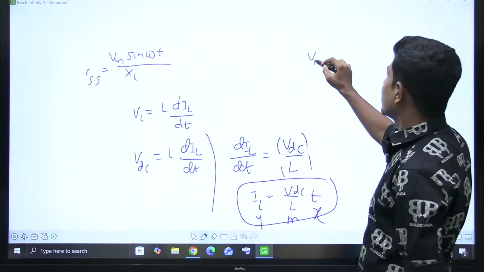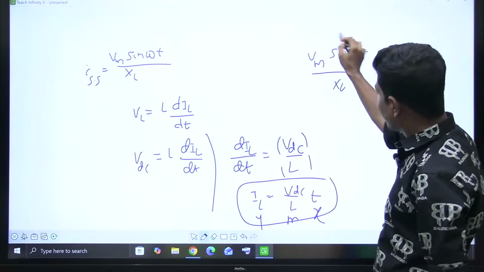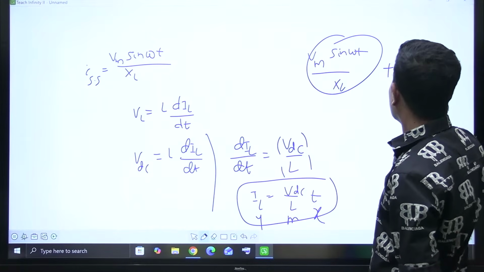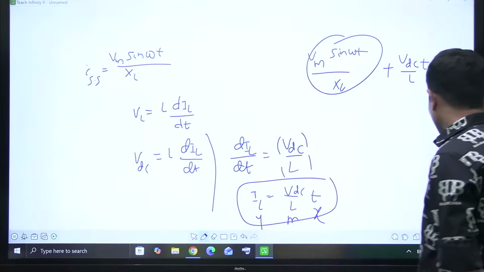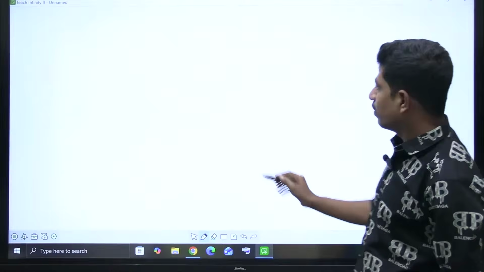So total current is Vm sin omega t by XL. This is sinusoidal. Plus some ramp. What is that? VDC by L into T. As you asked to draw, I'll draw it, which is not necessary at all. But still, I'll do that for you. Right?